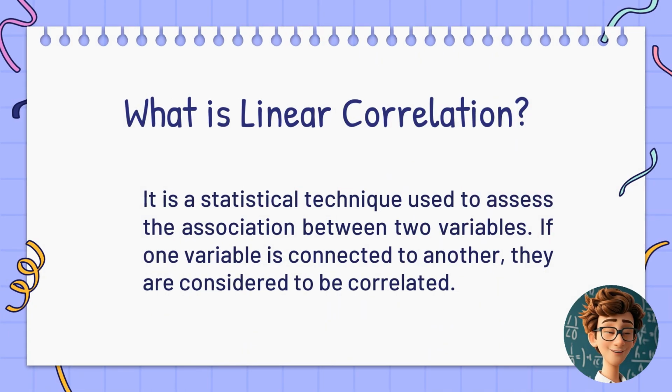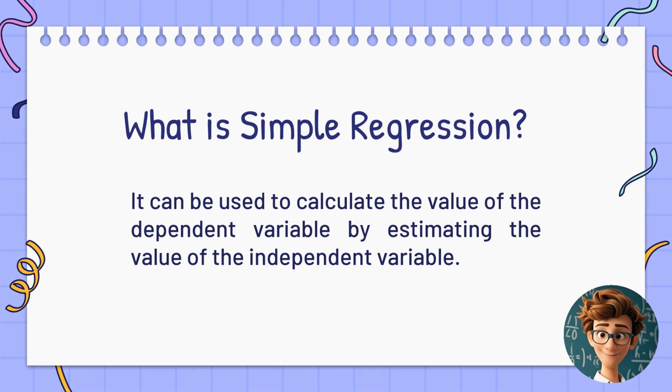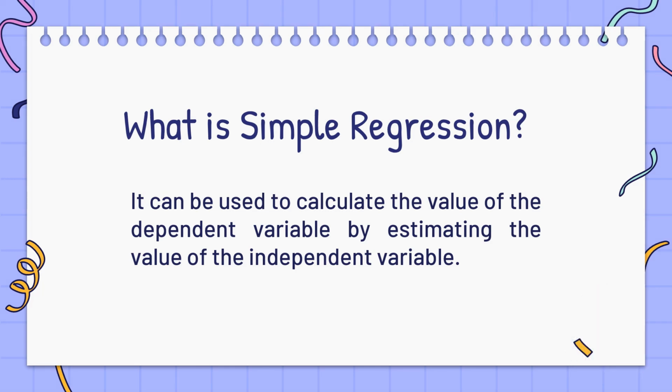What is linear correlation? It is a statistical technique used to assess the association between two variables. If one variable is connected to another, they are considered to be correlated. What is simple regression? It can be used to calculate the value of the dependent variable by estimating the value of the independent variable.